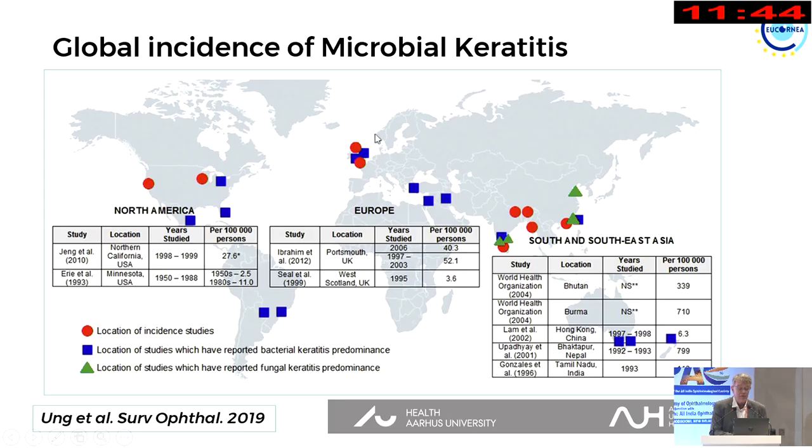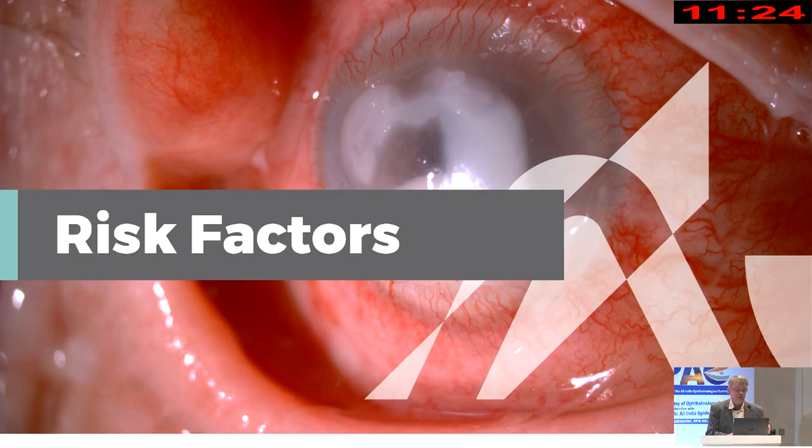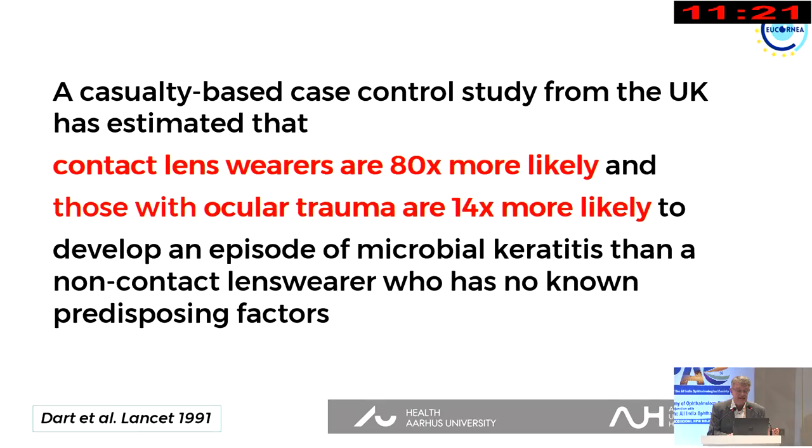And in Europe, we mainly see, the red dots here are the places where there have been incidence studies, the blue squares, that's where bacterial keratitis is predominant, while here in India, in Southeast Asia, it's mainly fungal keratitis. So I will talk mainly about bacterial keratitis.